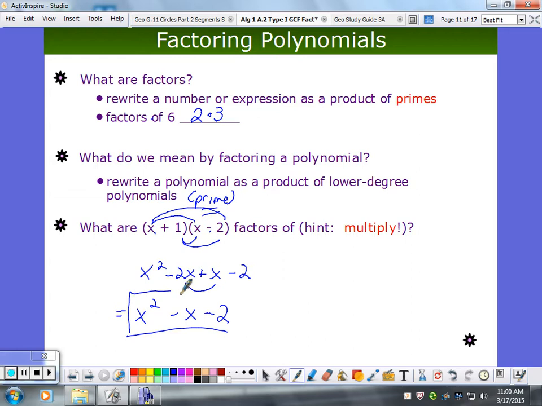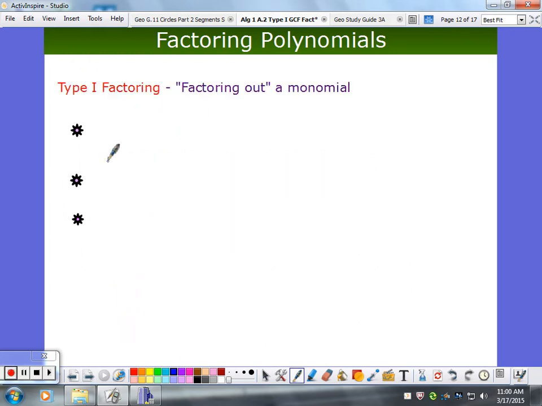So now we're going to learn, you start with this, how do I get back here? We know how to go in this direction, now we have to learn how to go back. So it's going to be a process. It's going to take us a few classes to get there. Lots of different ways to work these. All right, so type 1 factoring.